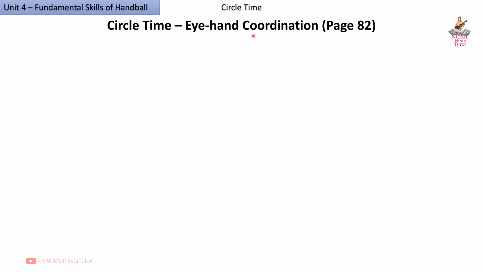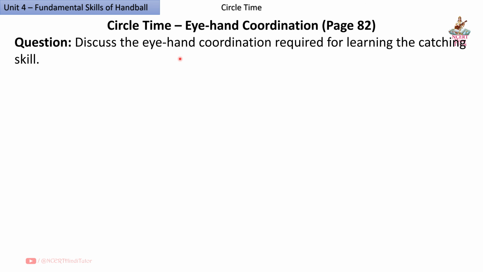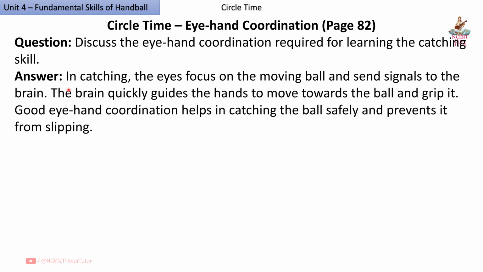Circle time, eye-hand coordination, page 82. Question. Discuss the eye-hand coordination required for learning the catching skill. Answer. In catching, the eyes focus on the moving ball and send signals to the brain. The brain quickly guides the hands to move towards the ball and grip it. Good eye-hand coordination helps in catching the ball safely and prevents it from slipping.